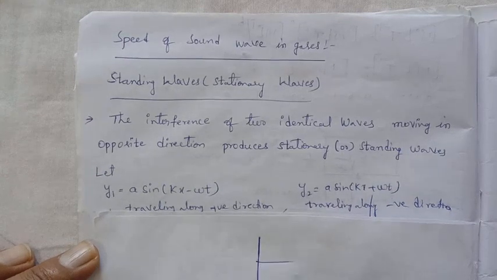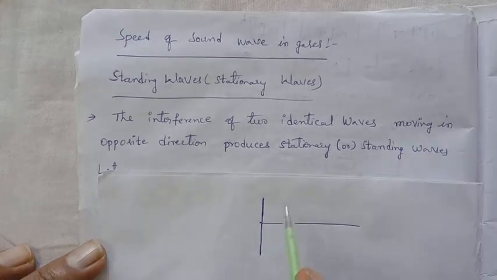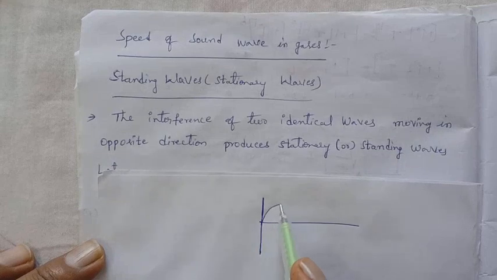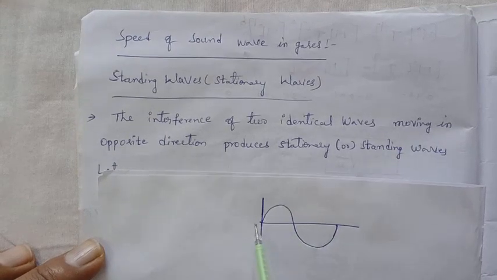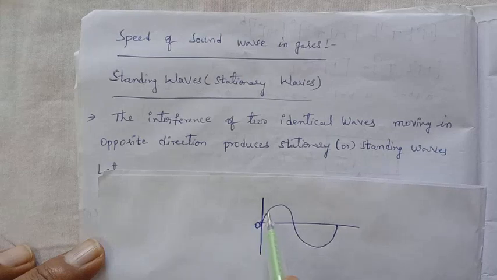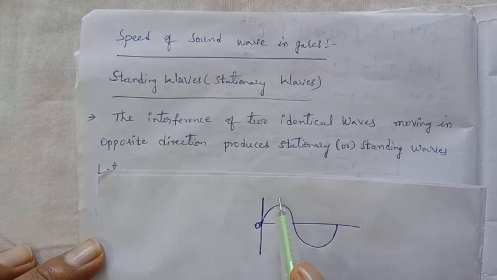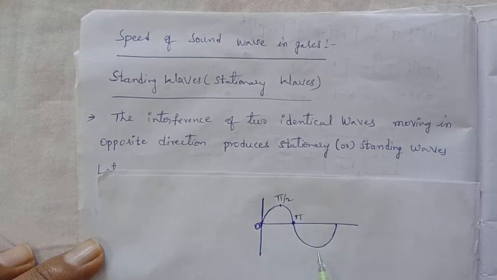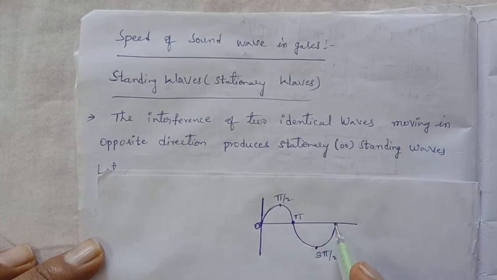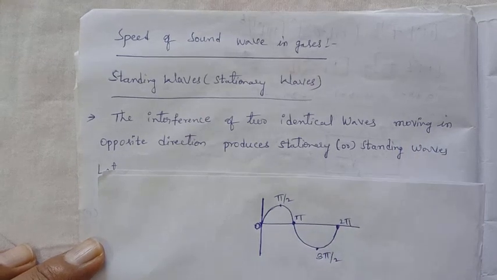From the previous topic, what is the phase difference? Phase difference means: here at this point the phase is 0, at this point the phase is pi by 2, at this point the phase is equal to pi, here this point is 3 pi by 2, and at this point the phase is equal to 2 pi.